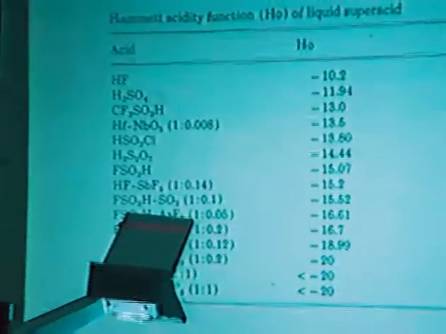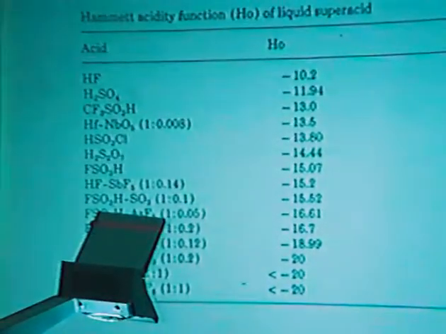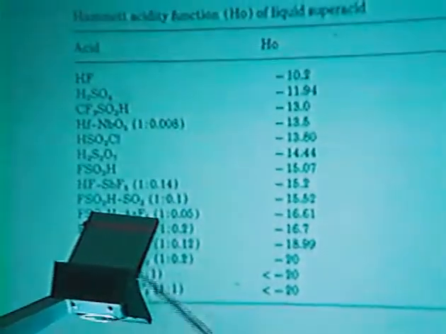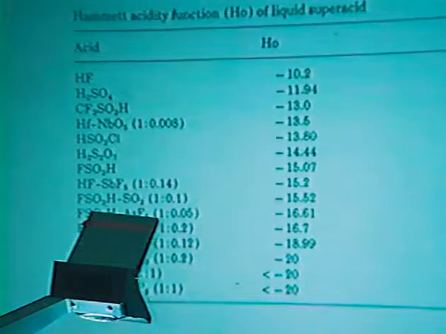So these are some of the acidic strengths of these acids, which range from -10 to less than -20 for HF-SbF5.